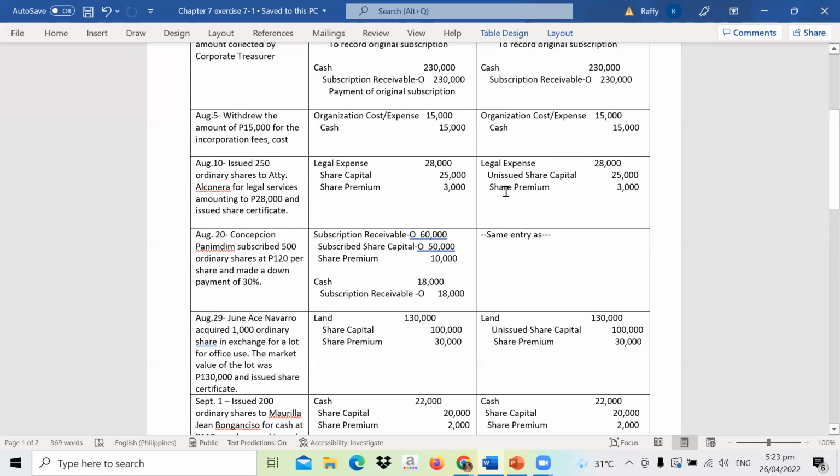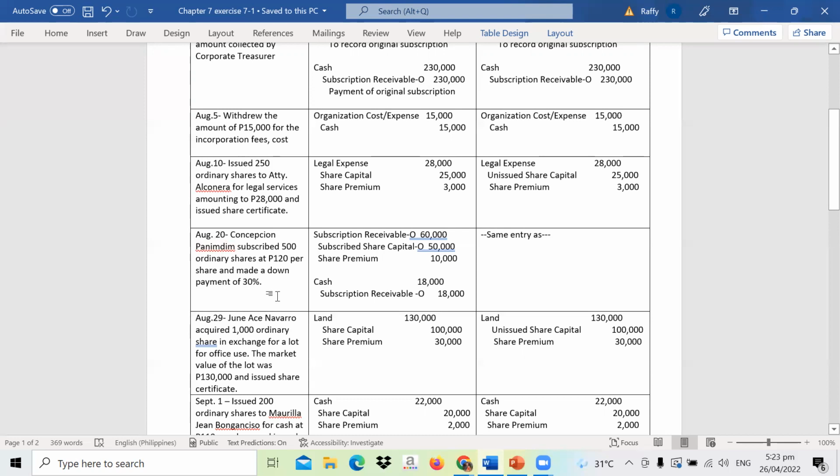Now for the journal entry method, this will be your entry. You debit legal expense 28,000, the amount of the services, and then you credit issued share capital 25,000, and then credit share premium 3,000. Okay, so that's issuance of certificate or issuance of shares for services received.